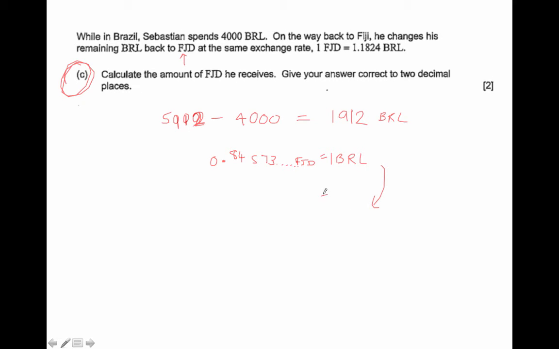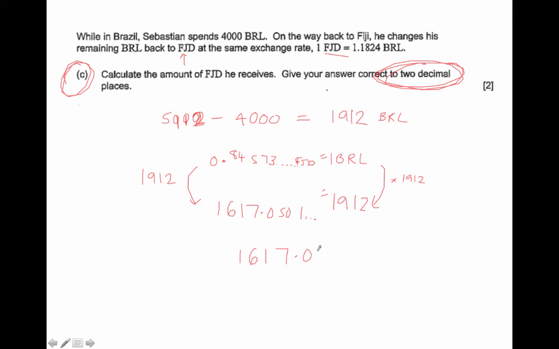So if I've got 1,912, then I'm timesing this by 0.84573. So I need to times 1,912 by 0.84573. And that should come out as 1617.0501 Fijian dollars. Please, again, read the question, give your answer correct to 2 decimal places. So that's 1617.05. And you need to give the units as well, Fijian dollars, otherwise you will be penalised.